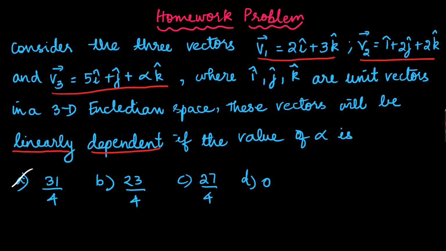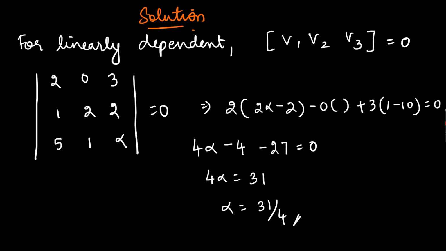And let us see the solution of the previous problem, which was from vectors. I have already given that v1, v2 and v3 are given, and I already said that they are linearly dependent. And now we have to find the value of alpha. So we know that for linearly dependent vectors, the box product is equal to 0. So I have directly taken the determinant and equated it to 0, and alpha will be 31 by 4, which is option A.